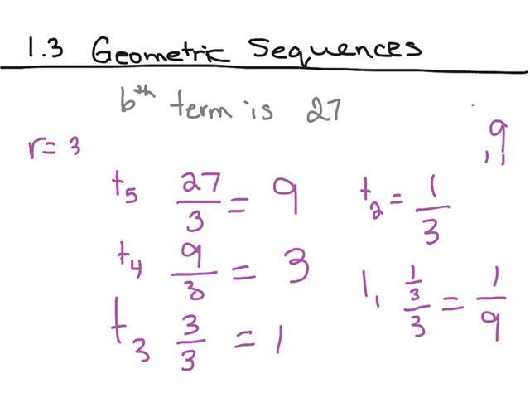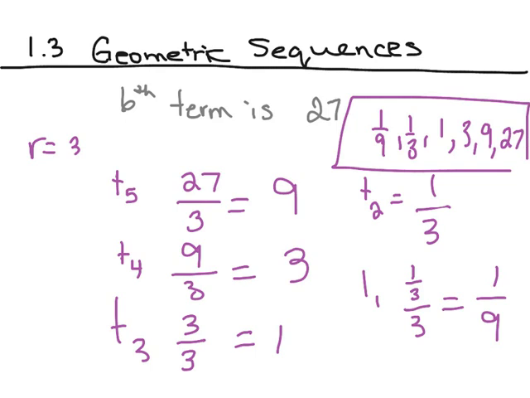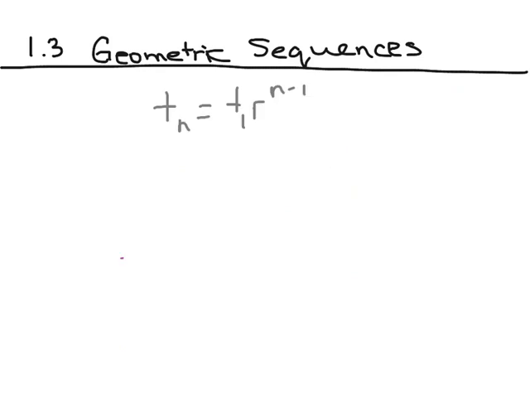So your sequence would be, it should go the other way: 1/9, 1/3, 1, 3, 9, 27. So here's your geometric sequence when R equals 3 with a sixth term of 27.